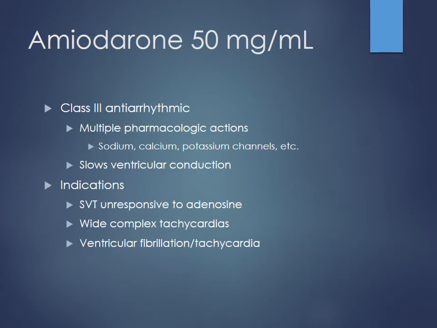The other big antiarrhythmic that we'll use most frequently is going to be amiodarone. This is a class 3 antiarrhythmic, right? So it's going to be blocking potassium channels, but amiodarone has lots of other pharmacologic actions as well, blocking calcium and sodium channels. But this is very good for a wide range of different types of arrhythmias, especially ventricular arrhythmias.